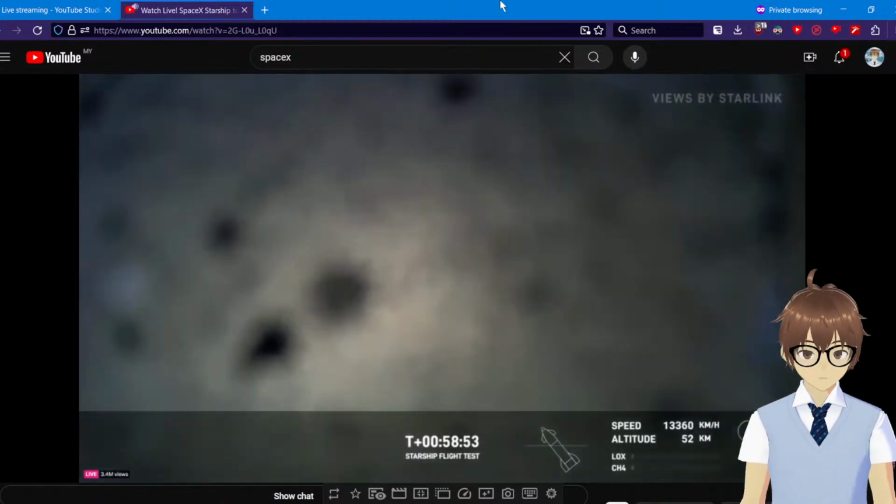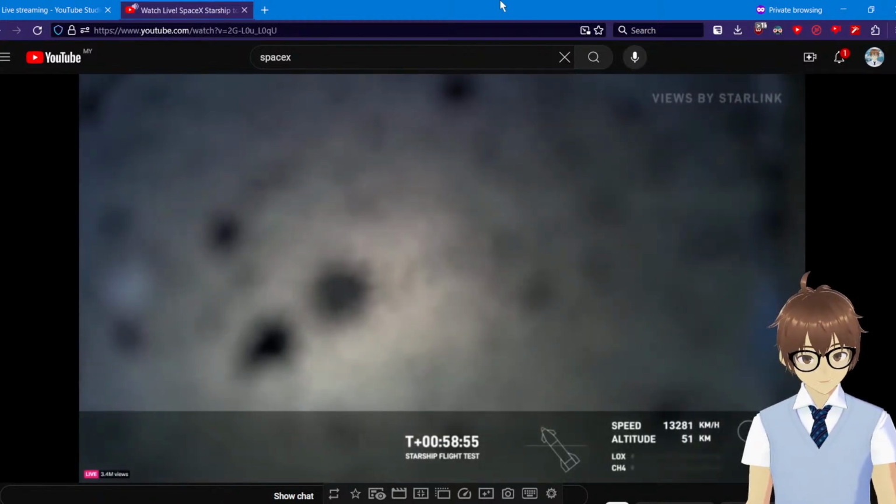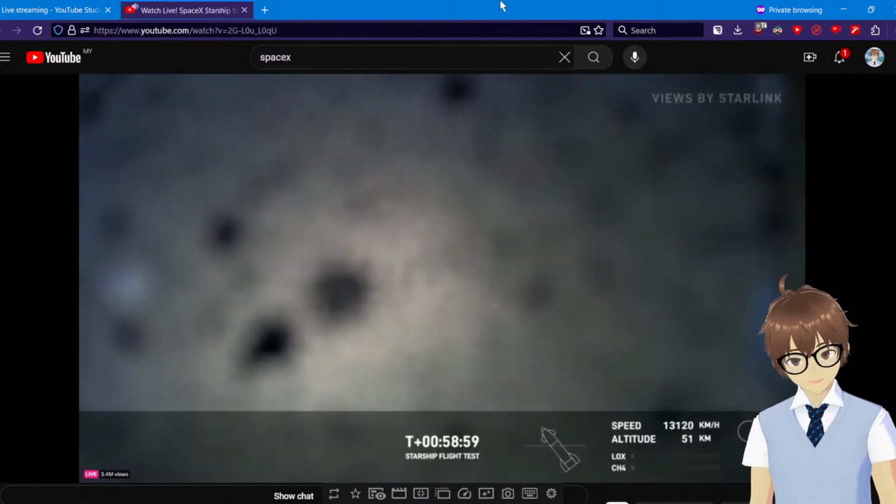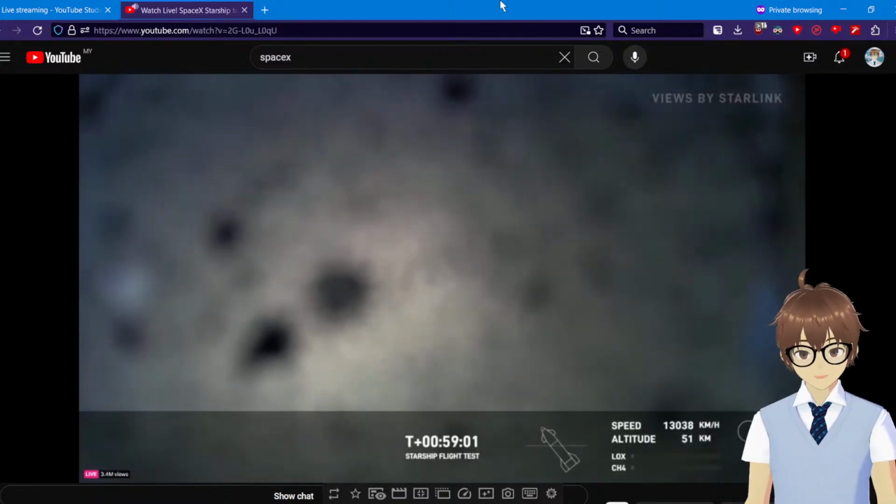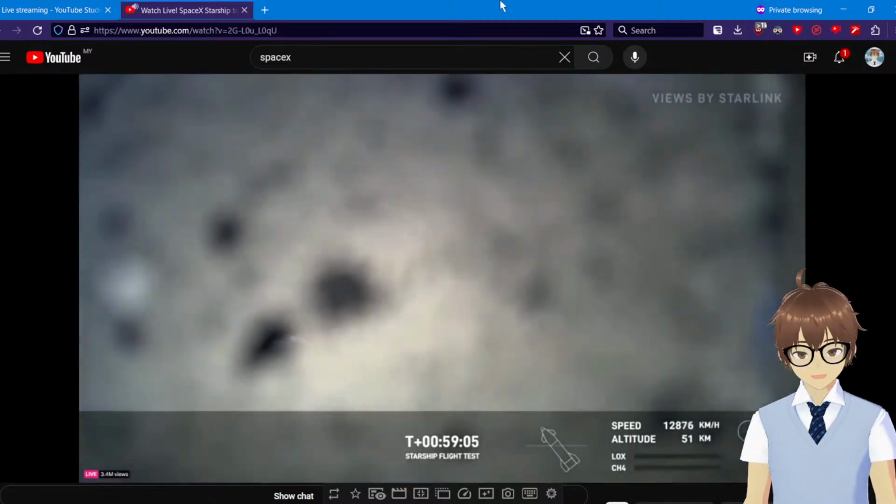Ideally, we'd love to make it all the way down and perform that landing burn maneuver. But we may not get that far today. This is a test flight, and we are gathering as much data as possible. Speed is around 13,000 kilometers per hour. Altitude is around 51 kilometers.